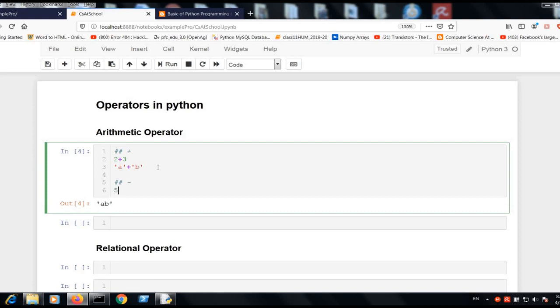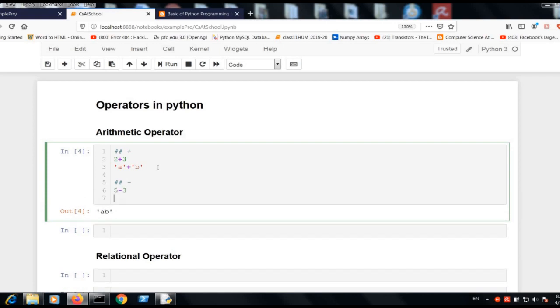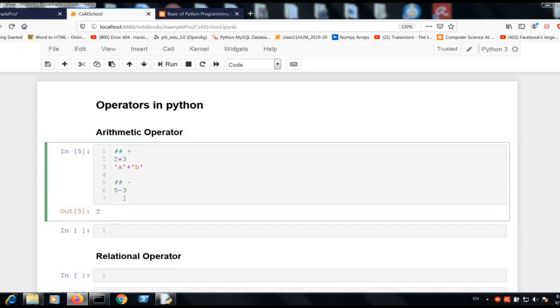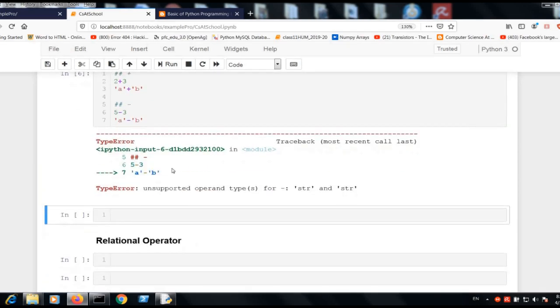Next we'll see the minus operator. 5 minus 3, if I execute it, will give me 2. We understand it, but we cannot do the same with alphabets. If I write A minus B and try to execute it, as you can see, it gives me a type error. Plus is considered to be a concatenation operator, and minus or anything else is not. So this is how it goes.